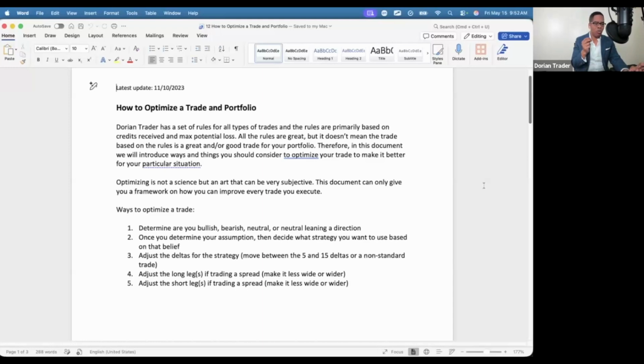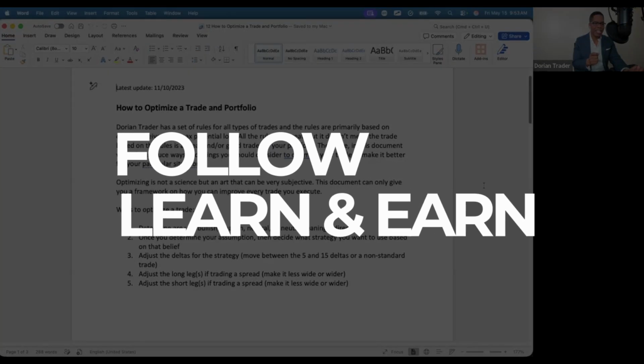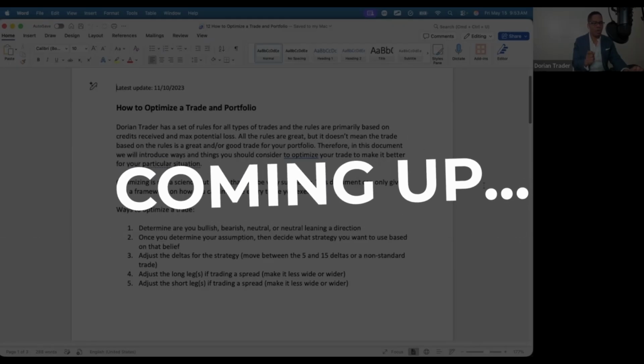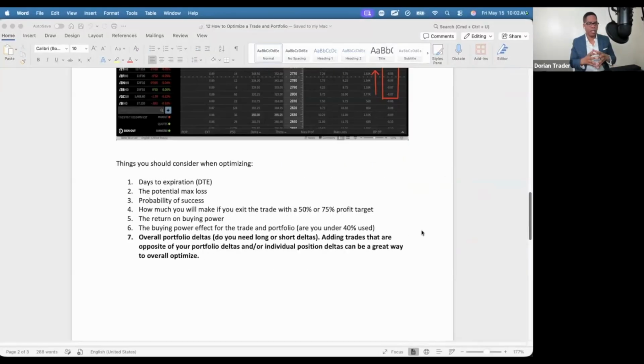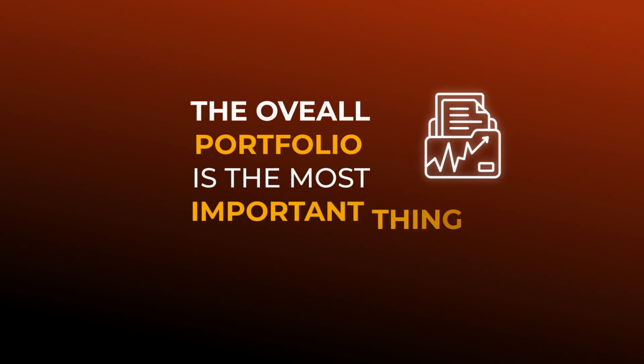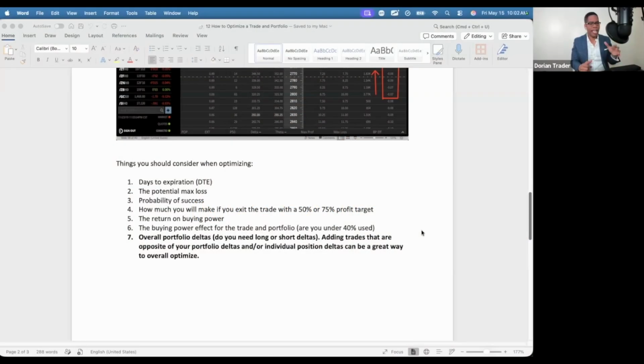So you want to optimize the trade in a way that the supermajority of the time, you don't have to be right directionally. Now, some of you have heard me say recently that the overall portfolio is the most important thing. If your overall portfolio is doing well and you have 2 or 3 trades that are doing poorly, that's giving you a headache and you don't even like anymore, why keep it?